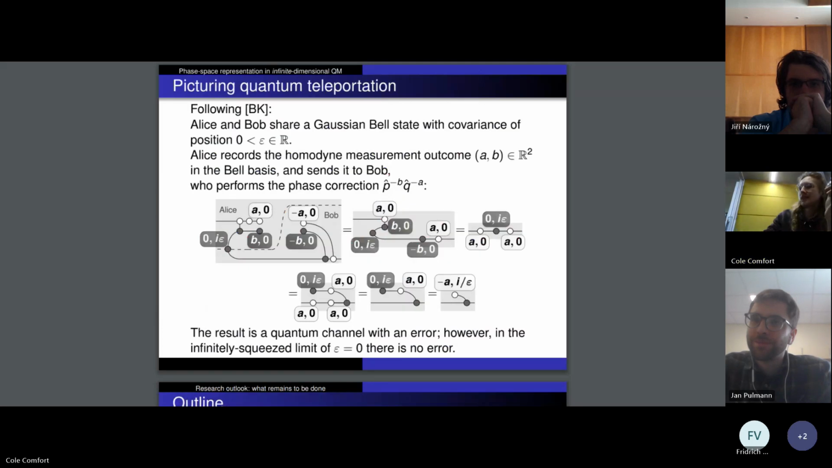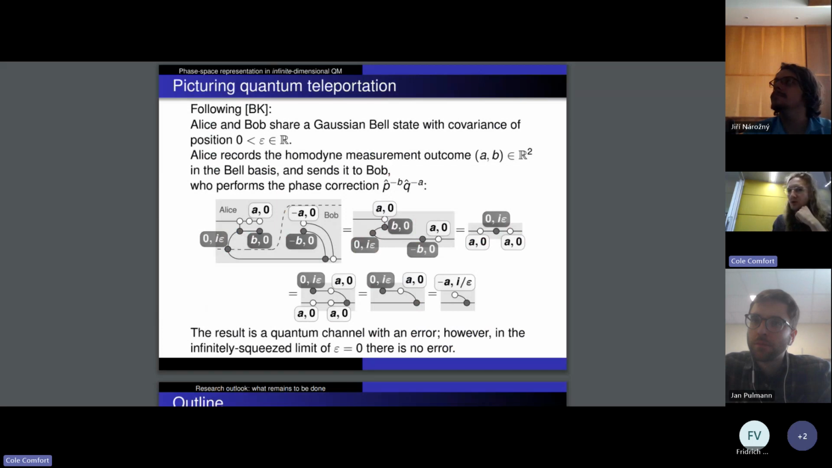And our motivations are kind of coming from computer science. So we want to ask, can you do algorithms and quantum protocols using this language? So what I've done is I've reproduced this continuous variable Gaussian quantum teleportation algorithm by these two authors.